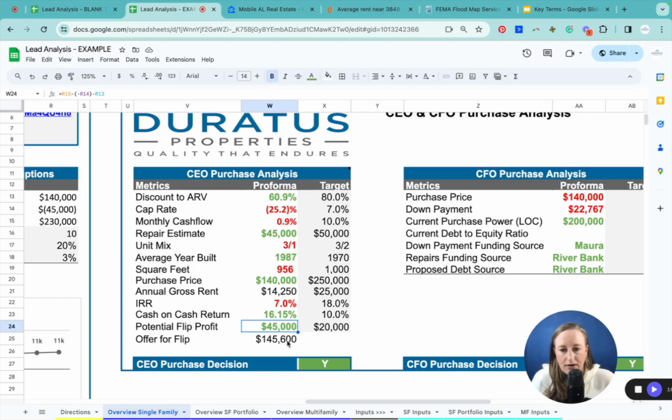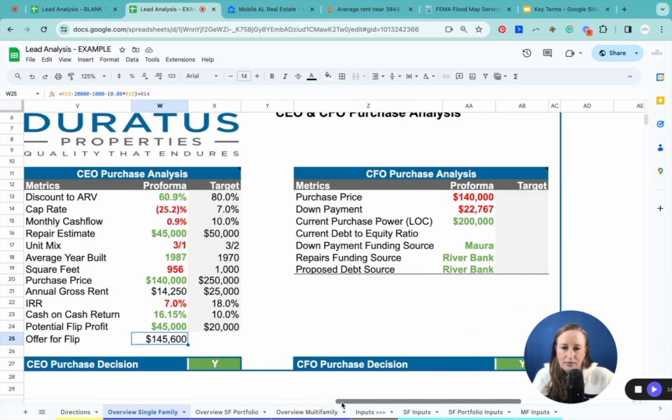And then the spreadsheet will take everything into consideration and tell you what your max offer can be for the flip. So here we could offer up to $145,600 and meet our numbers. We ended up offering $135,000, so our return is even better than what we modeled here. So operationally, this one was a yes for me, and we did go through with it. It's been a great project.